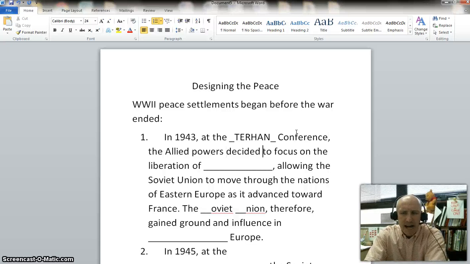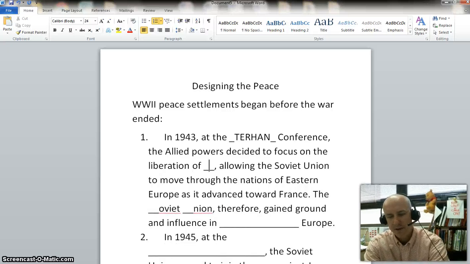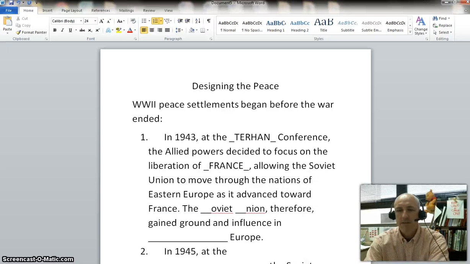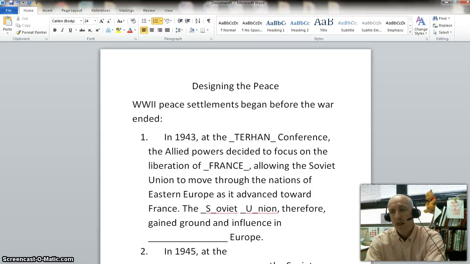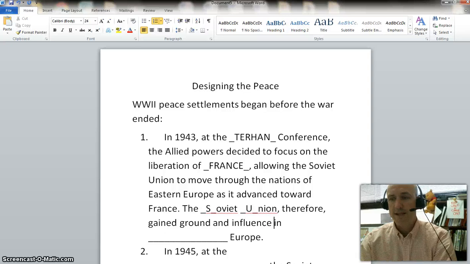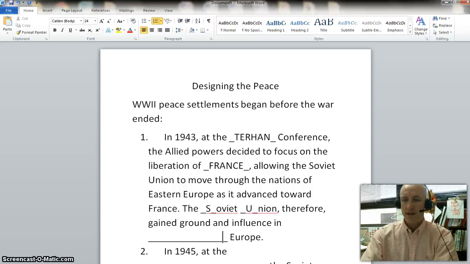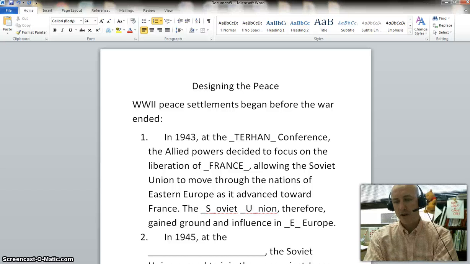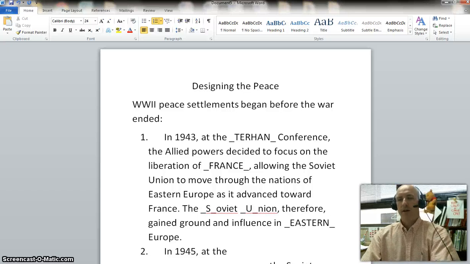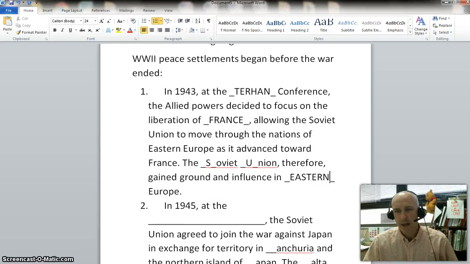The Allied powers decided to focus on the liberation of what's that country that keeps getting beat up. They began to focus on the liberation of France, allowing the Soviet Union to move through the nations of Eastern Europe as it advanced toward France. The Soviet Union therefore gained ground and influence in what part of Europe? Eastern or Western Europe? They gained a lot of influence in Eastern Europe. And we'll have to deal with that during the Cold War.